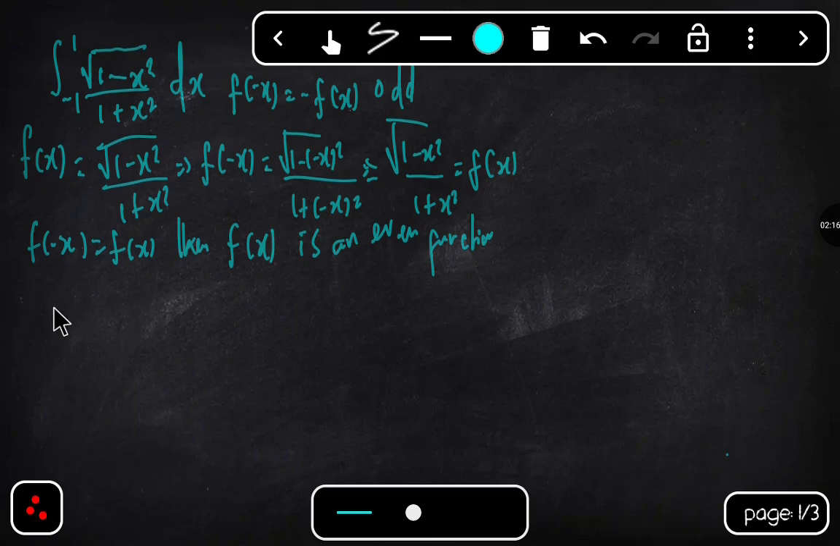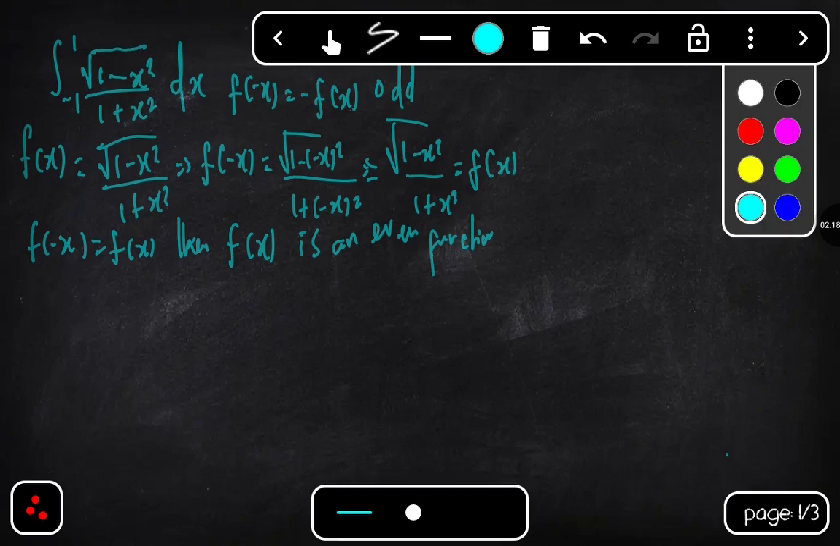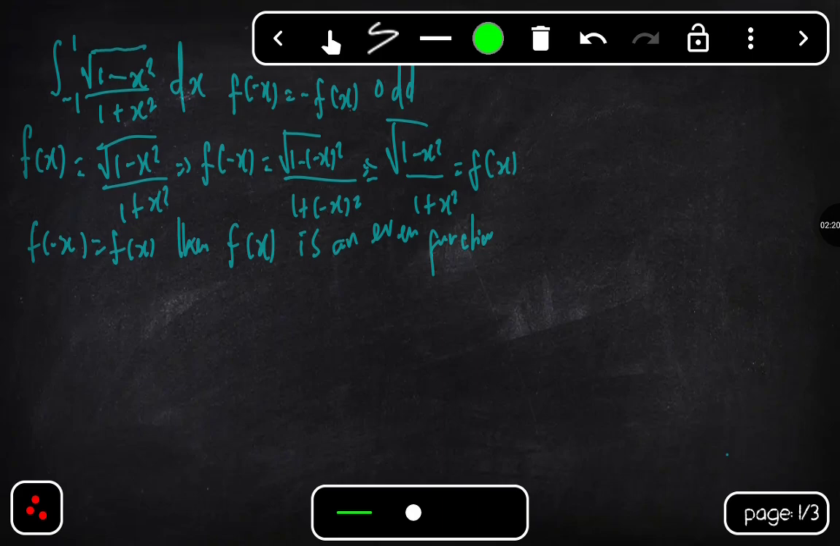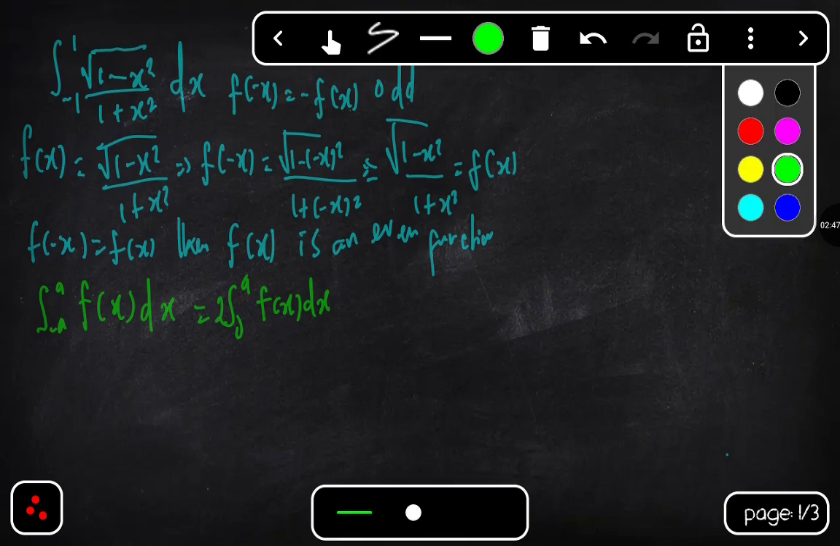Now let me remind us of a beautiful theorem in calculus. For an even function, the integral from negative a to positive a of f of x dx gives us, sorry, we have to put 2 here, 2 multiplied by the integral from 0 to a of f of x dx, if and only if f of x is an even function. Now that we have this, we can solve this problem successfully.